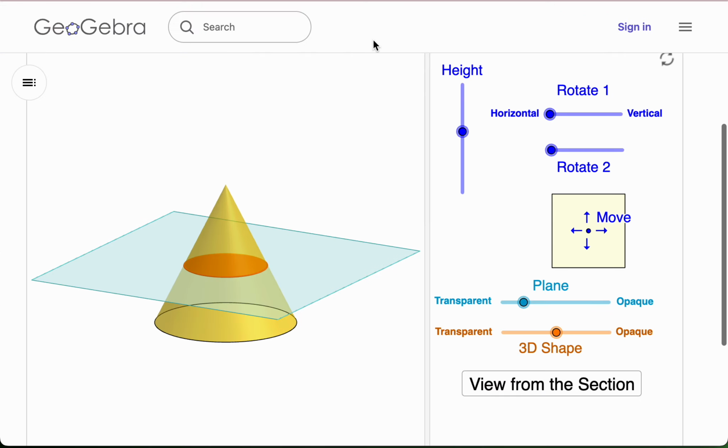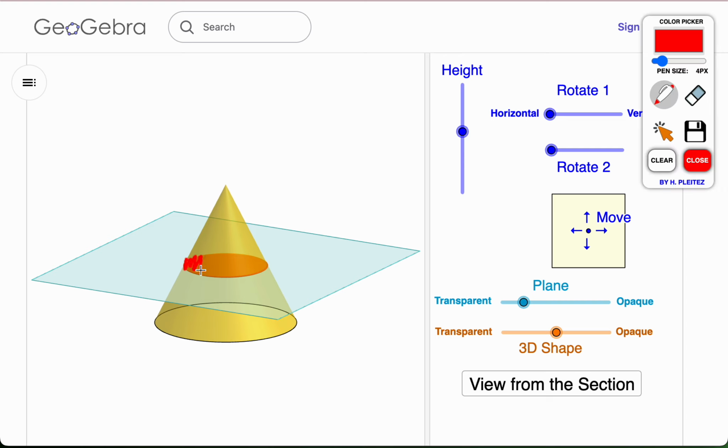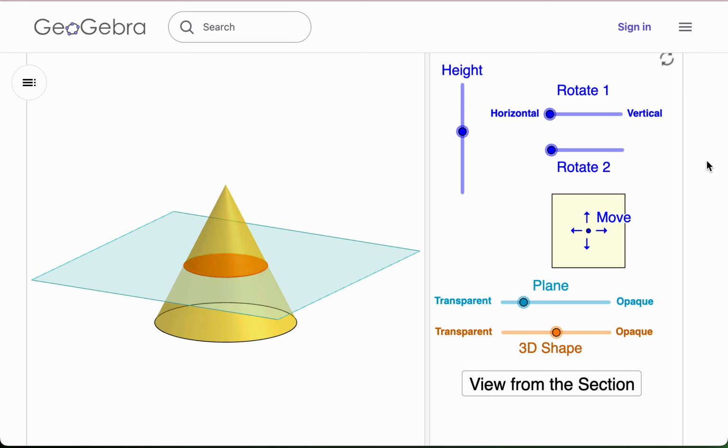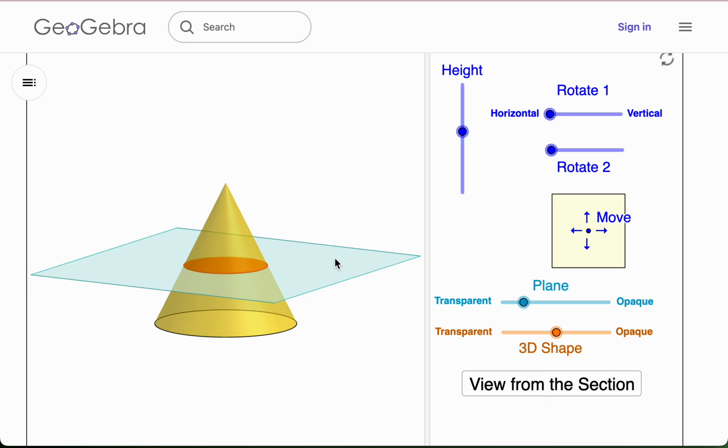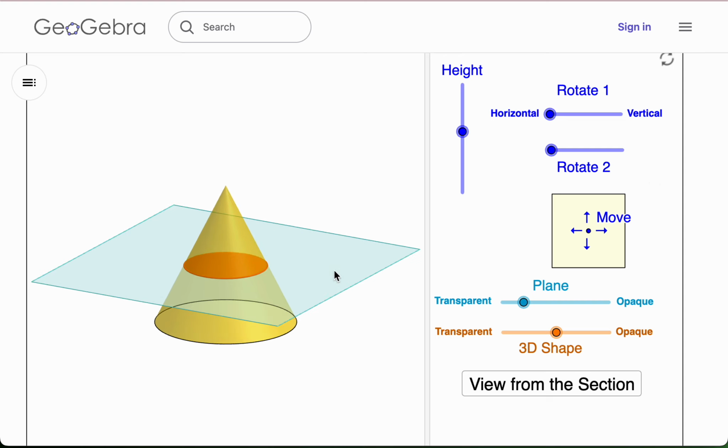So here is an image of our cone. And with this GeoGebra, what you're going to see is that this darker orange region here would be the face that's exposed after we make the cut through this plane right here. First, we're going to test it parallel to the base. So this blue plane that you see here, that blue rectangle, is like our scissors. That's our slice. That's what we're going to slice through.